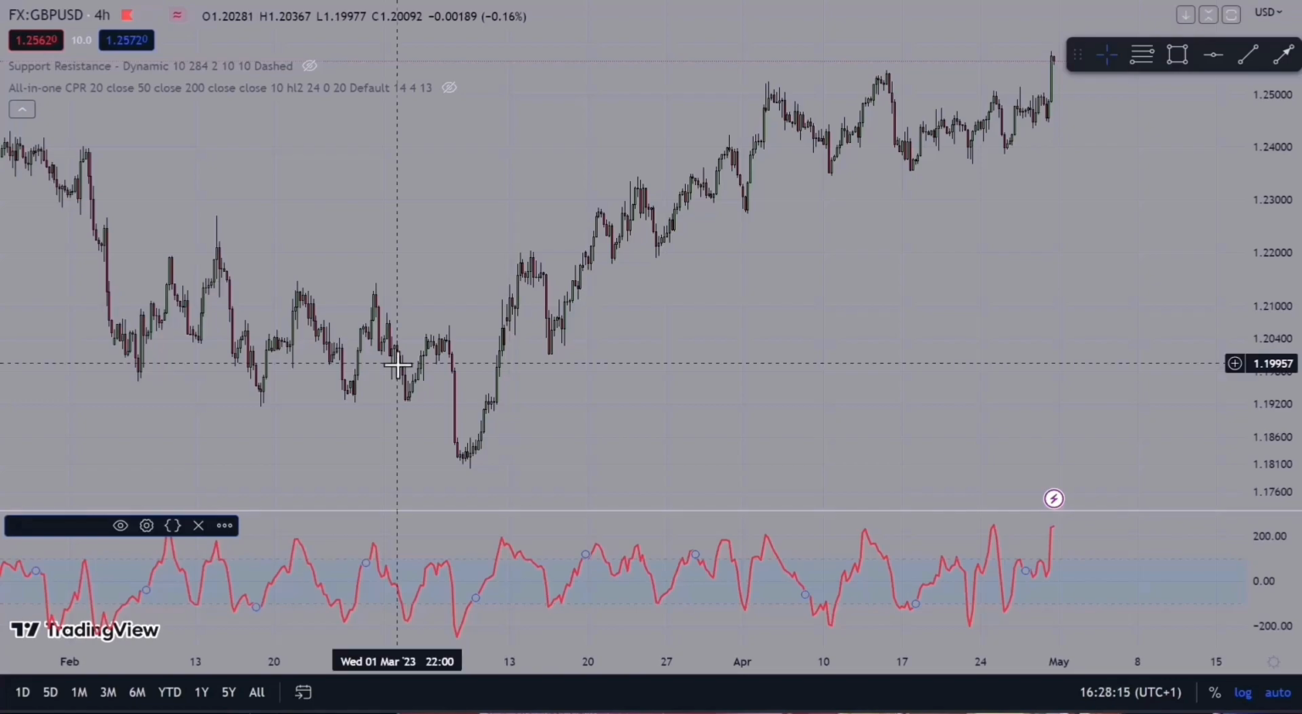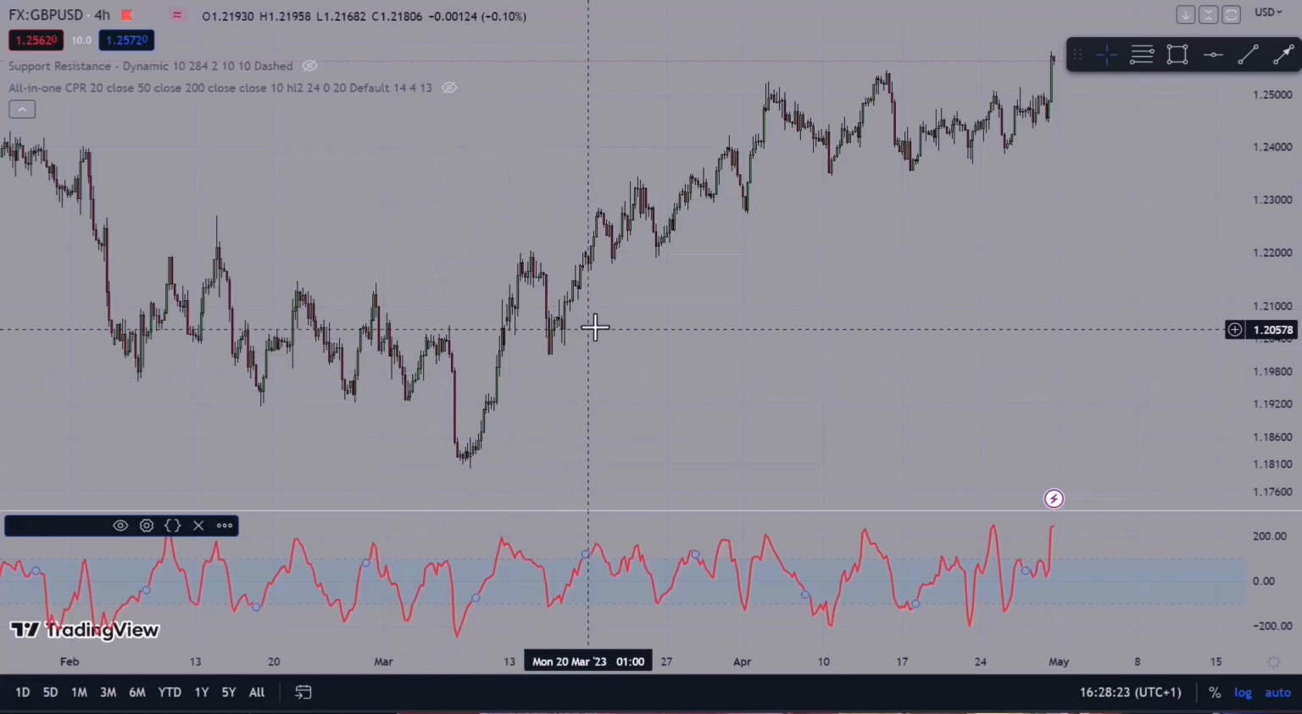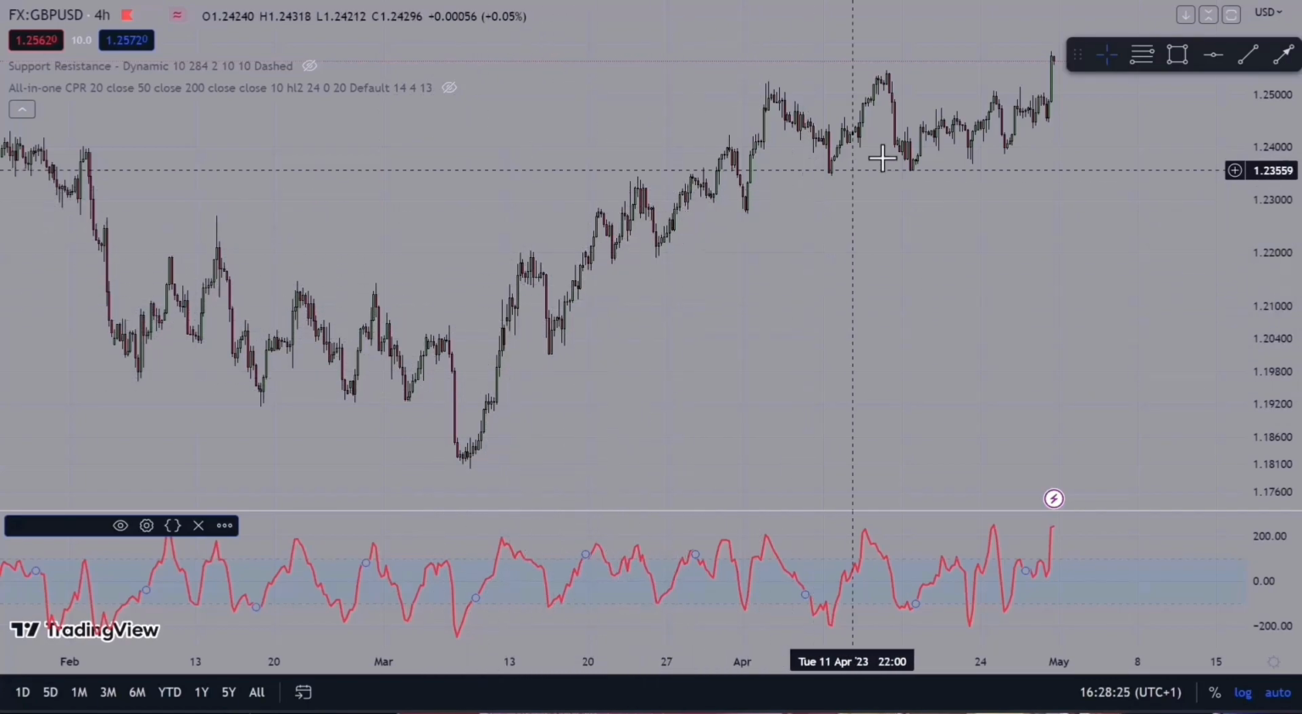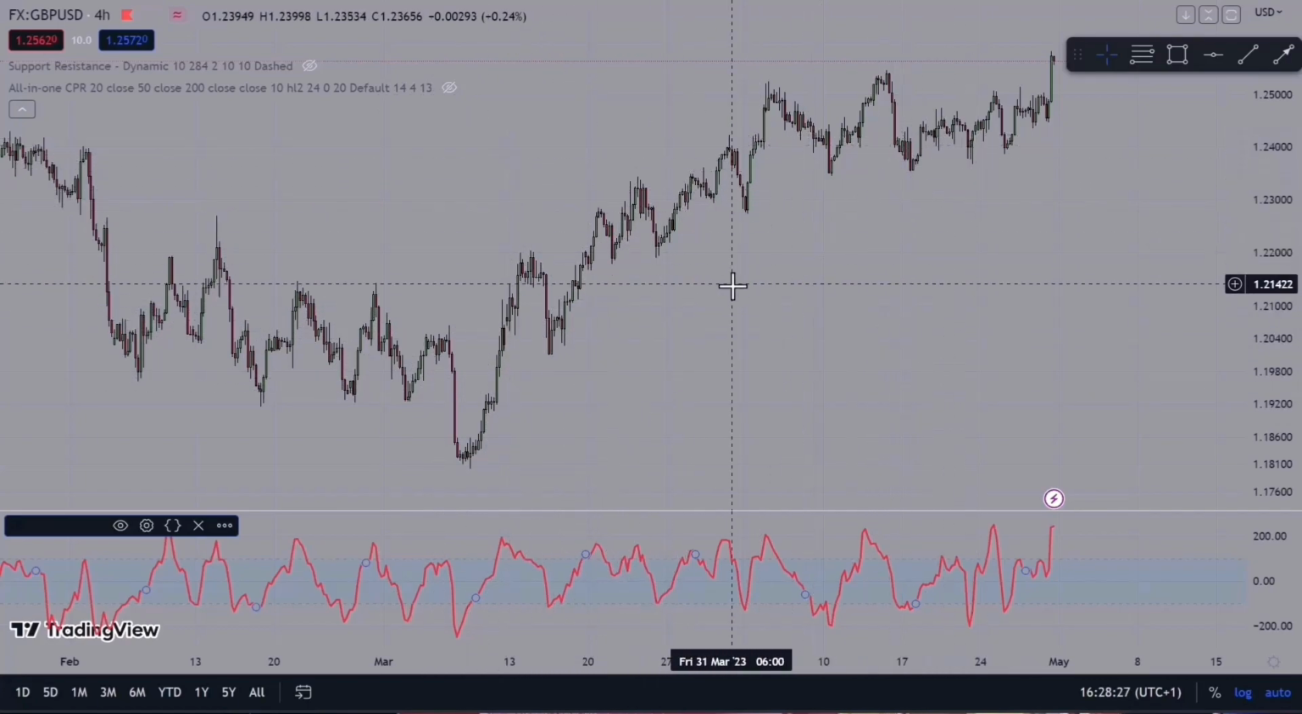So currently, if you look at my chart, I'm using JPUSD for this example, and I'm on the 4-hour time frame. If you look at the 4-hour time frame, you can see that the overall trend of this market is pushing to the upside. So we can see that currently the overall direction of JPUSD is pushing to the upside.